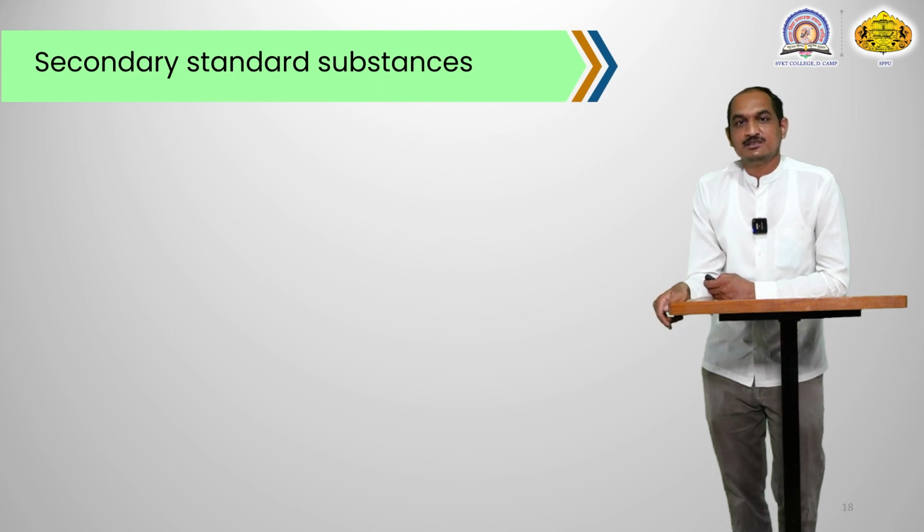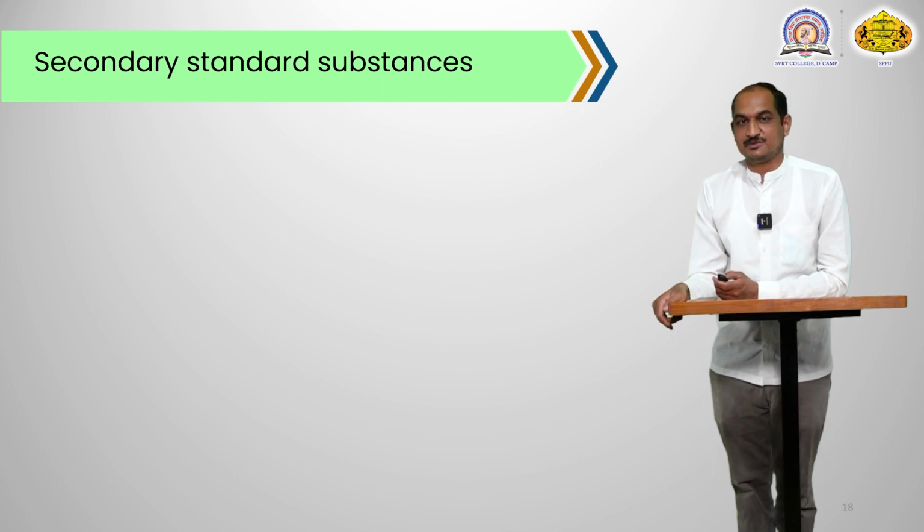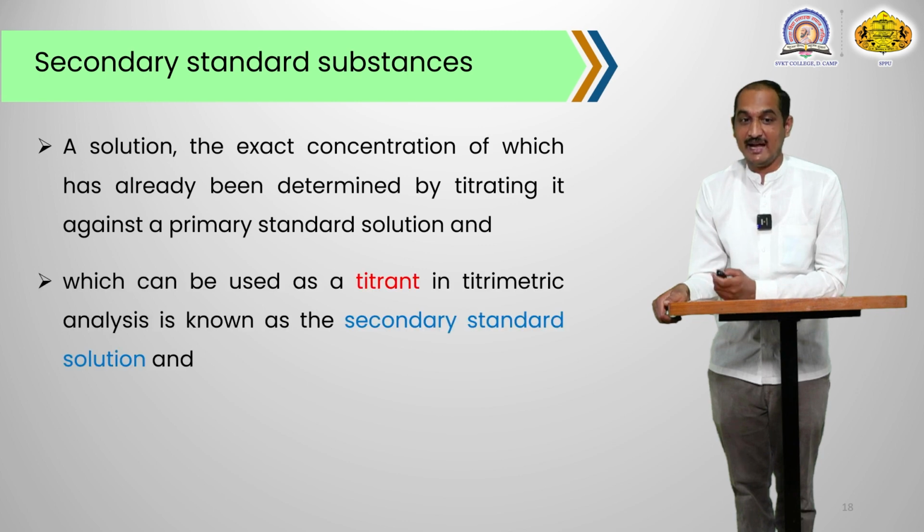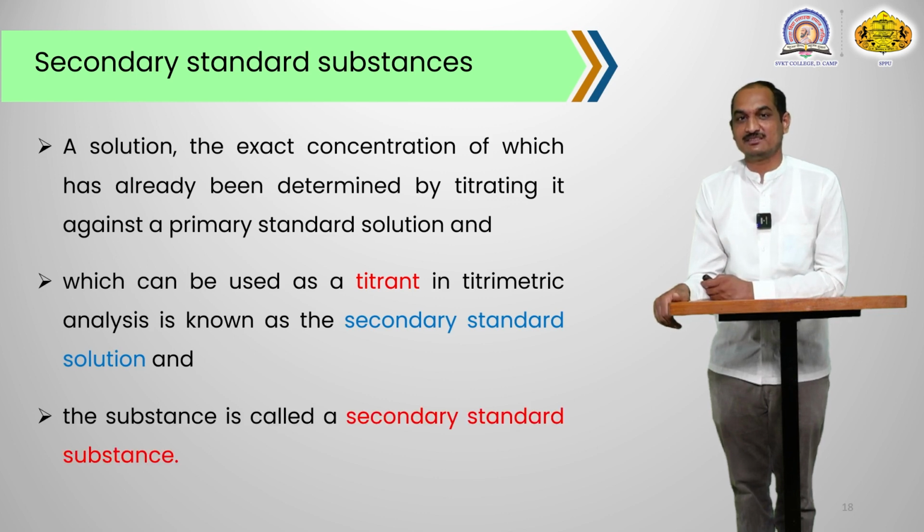The next point is the secondary standard substances. A solution having an exact concentration which has already been determined by titrating it against the primary standard solution, and which can be used as a titrant in a titrimetric analysis or in a volumetric analysis, is known as a secondary standard solution. And the substance is called the secondary standard substance.